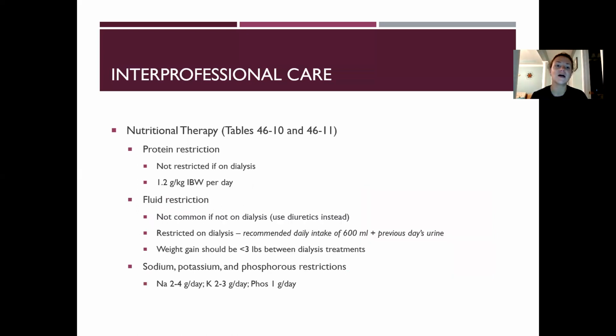Nutritional therapy. We will restrict protein. Of course, they're having proteinuria, so we want to restrict that. If they're on dialysis, however, we won't have to restrict that because the dialysis will be filtering it for the patient. The ideal recommendation is 1 to 2 grams per kilogram of the patient's ideal body weight per day.